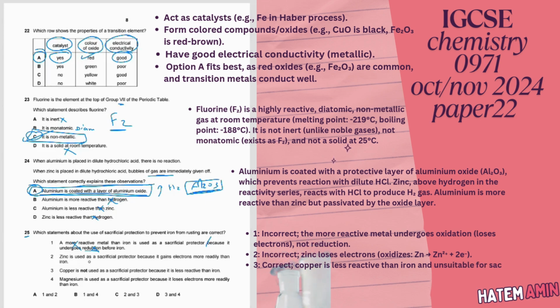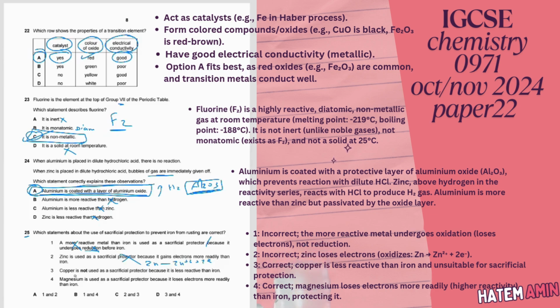Zinc is used as a sacrificial protector because it gains electrons. Gains electrons? No, zinc should lose electrons to convert from Zn to Zn2+. Zn is converted to Zn2+ plus 2 electrons. So this option is not correct. Copper is not used as a sacrificial protector because it's less reactive than iron. Yeah, this one is correct.